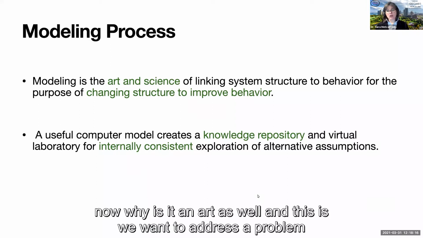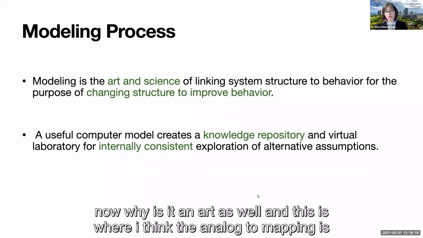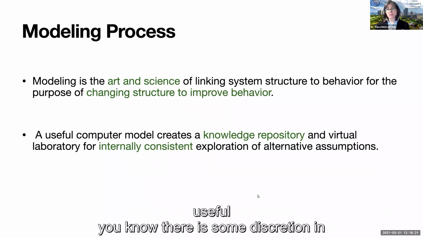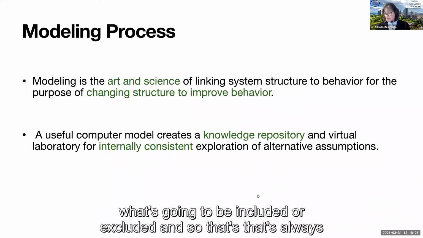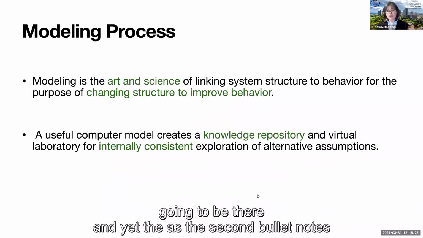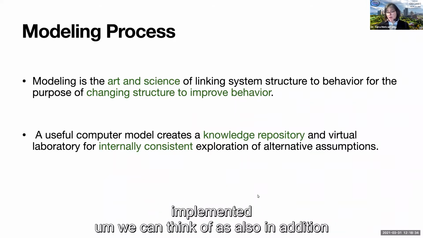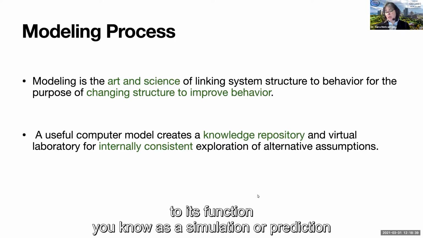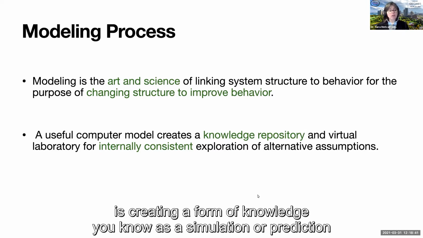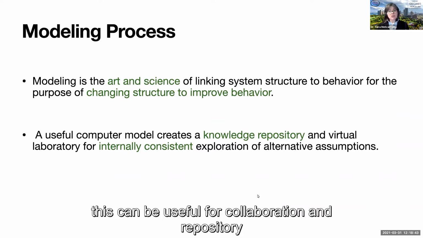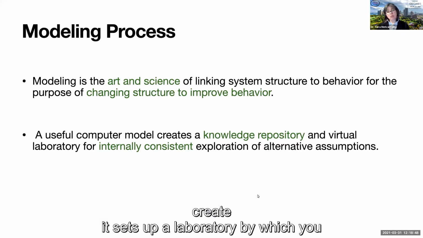Now, why is it an art as well? And this is where I think the analog to mapping is useful. There is some discretion in what's going to be included or excluded. And so that's always going to be there. And yet as the second bullet notes, a useful computer model, whatever type is implemented, we can think of as also, in addition to its function as a simulation or prediction, creating a form of knowledge repository. This can be useful for collaboration, and it sets up a laboratory by which you create experiments.